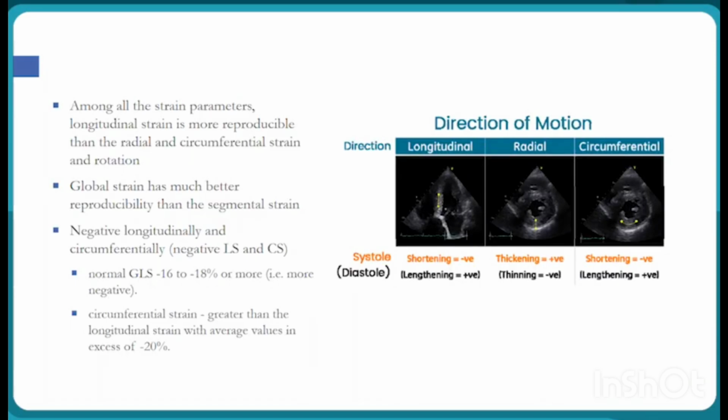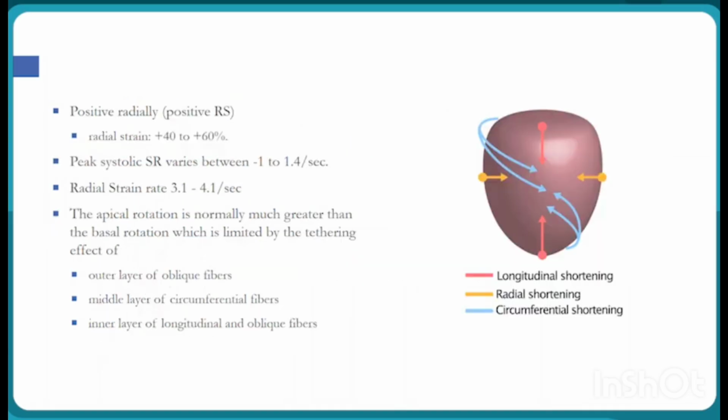Now, among all the strain parameters, longitudinal strain is more reproducible than the radial and circumferential strain and the rotation. The global strain has much better reproducibility than segmental strain, which is the average of all the segments, and it can be replicated in further imaging. Longitudinal and circumferential strains are negative, whereas the radial strain is positive. The normal GLS is minus 16 to minus 18%, and there is intervendor variability among that. Circumferential strain is greater than the longitudinal strain, with average values in excess of minus 20%.